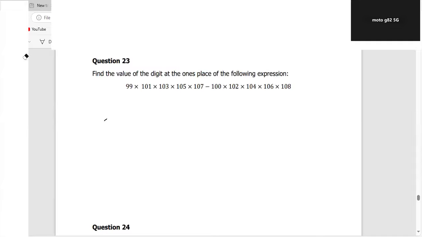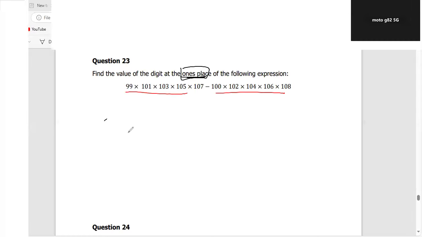Question number 23. Find the value of the digit at ones place of the following. Now, in the exam, you're not supposed to multiply this and then find the difference. You need to apply a little logic.